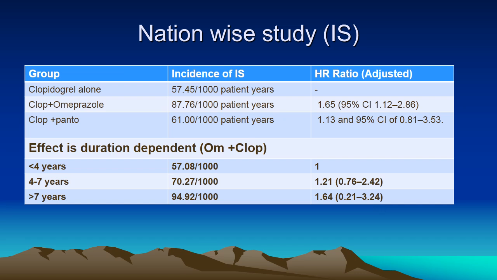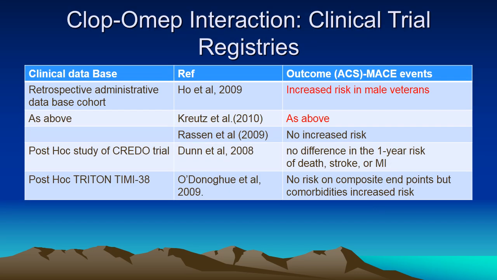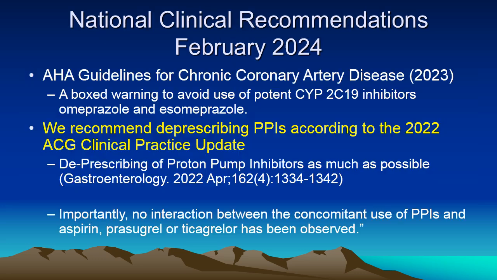And in the same study it was found that this adverse interaction was seen greater as the duration of therapy increased. When it was more than 4 years, the incidence of ischemic stroke was more, and when it was more than 7 years, it was much more. So it is a duration dependent interaction. Retrospective administrative databases and many other studies have also confirmed this. There are certain post-hoc studies of the CREDO and TRITON TIMI 38 trials which did not show relevant long-term adverse outcome due to this interaction. But this interaction is important.